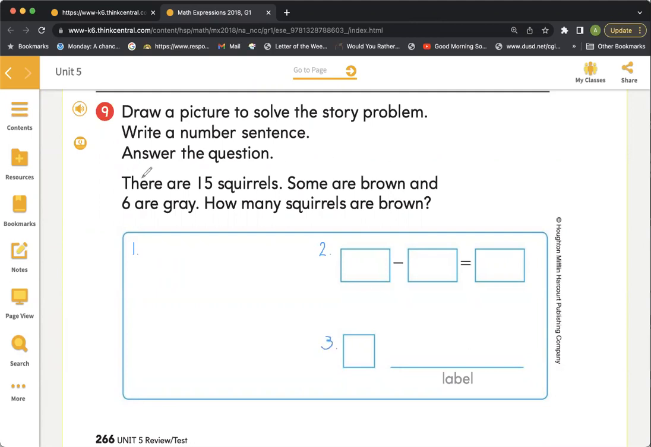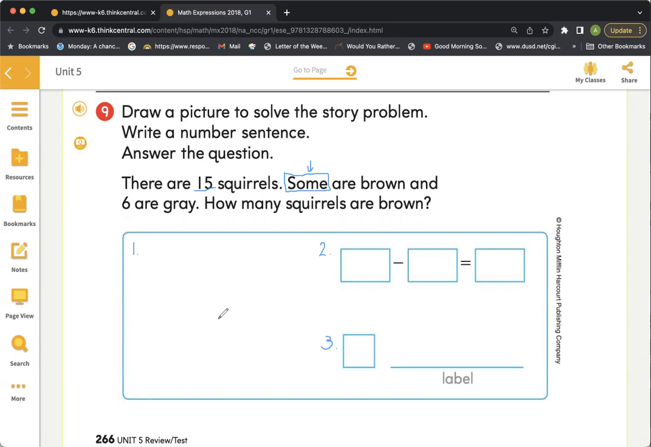Okay, so let's start. There are 15 squirrels. Some are brown and 6 are gray. How many squirrels are brown? So let's go over that again. There are 15 squirrels. So we know how many there is altogether. Some are brown and 6 are gray. How many squirrels are brown? Okay, so we know how many there are to start. Okay, and we know that some of them are brown, so that's our unknown right here. And that 6 are gray.